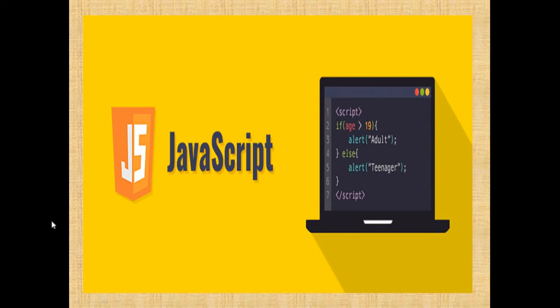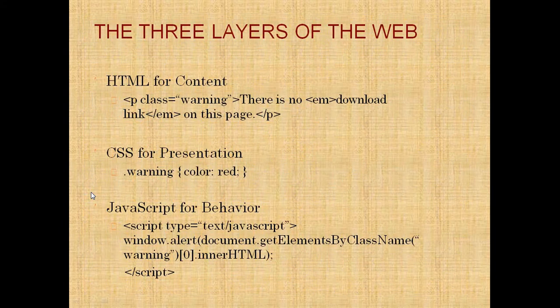Now let's understand the concept of JavaScript. So first of all, we have three layers of the web. First one is your HTML, second is CSS, and third one is your JavaScript. So first one is HTML, which is used for the purpose of content. If we want to add content in your web page, we use HTML.